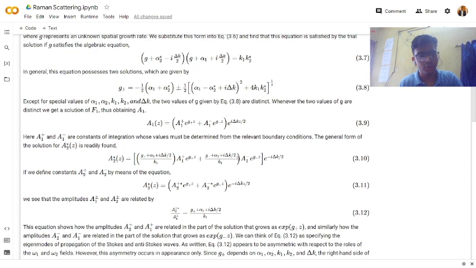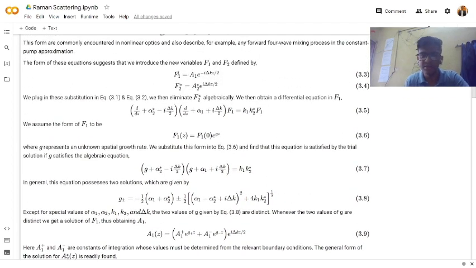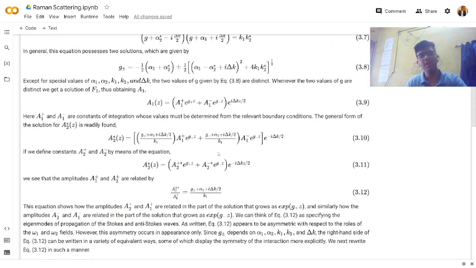So whenever we have a solution where we get two distinct values of g, we can assume a1 to be this. This is just an assumption. And how do we assume a1 to be this? We know what the form of f1 will be, so a1 will be fairly simple. f1 will be a linear combination of these exponentials if you have two values of g, and we just take this term to the other side. So yeah, a1 is this. Here a1 plus and a1 minus are merely constants of integration, and we can determine these constants by having some relevant boundary conditions. Here we are assuming a general case, so we do not take any boundary condition as of now.